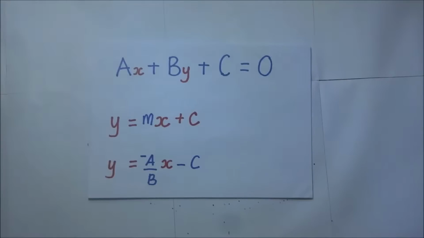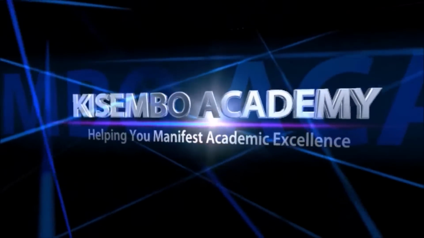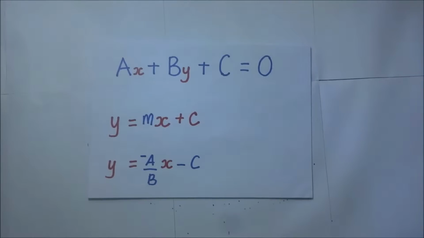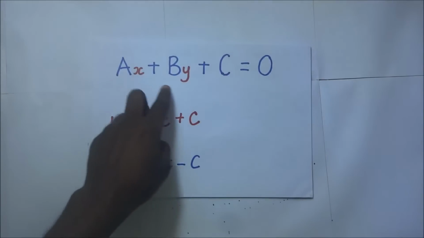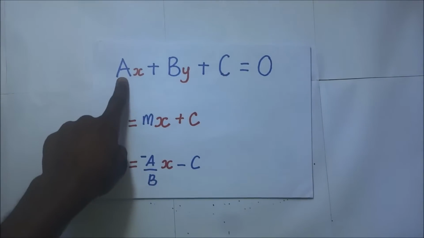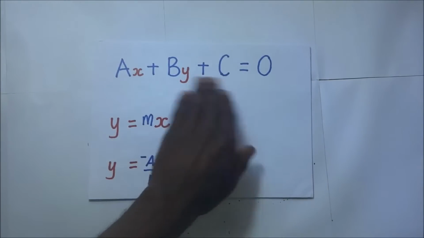In this session, we are going to look at what we call linear functions. Now, a linear function is just a polynomial function whose highest exponent, or whose highest power, is 1. And of course, linear functions can be written in this form: ax plus by plus c, where a, b, and c are constants, equal to 0.